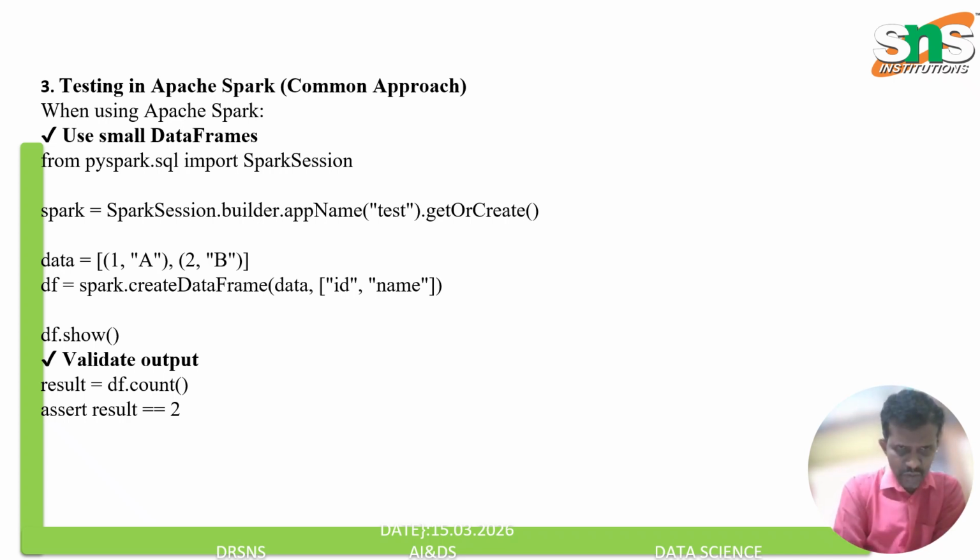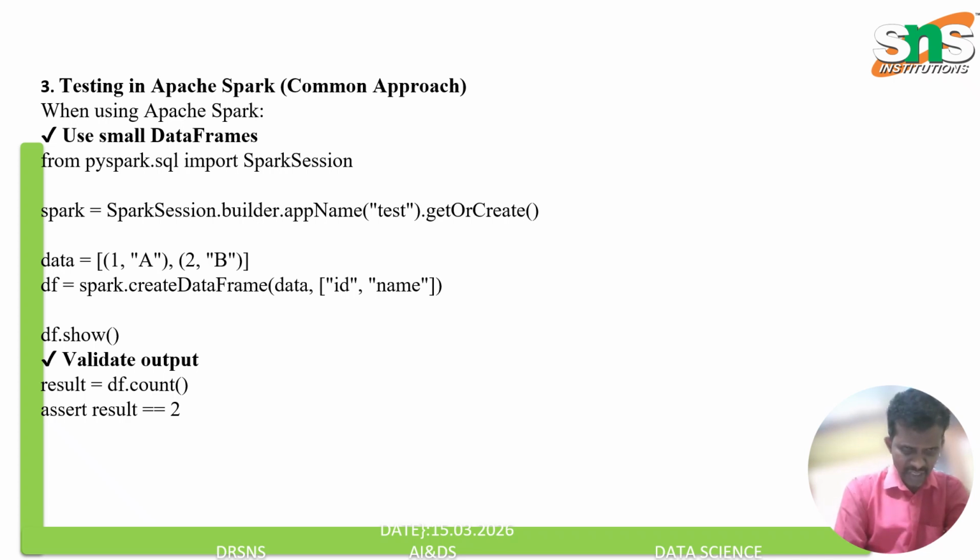This is used to import the essential pieces we need for creating a Spark session. So spark equals SparkSession.builder.appName("test").getOrCreate(). With this command we can get the data: data equals [(1, "a"), (2, "b")]. Then df equals spark.createDataFrame(data, ["id", "name"]). We have to give the id and the name that we are going to get.